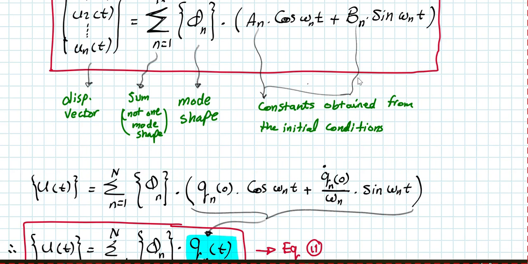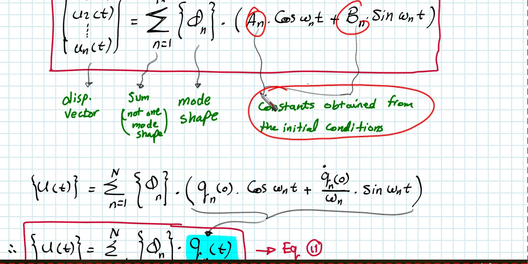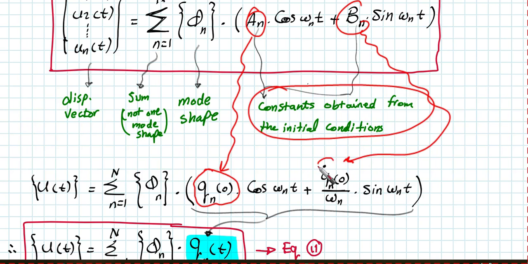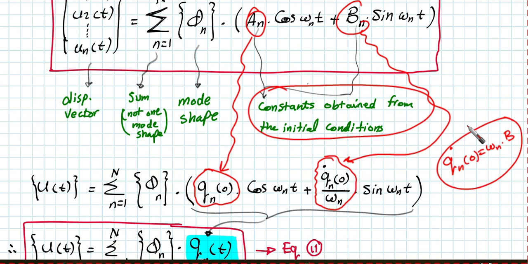So we can say and claim that an and bn are the constants. Then this an is going to be exactly qn node, and this bn is going to be exactly q dot n node over omega n, right? Because this is what we have explained before. The constant itself, q dot n node, equals omega n times b.